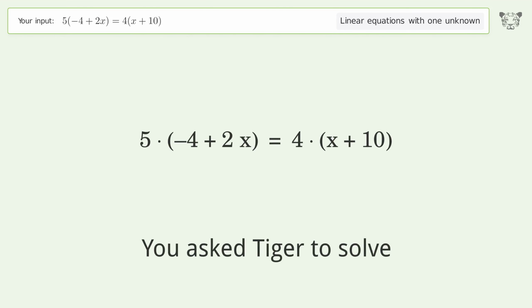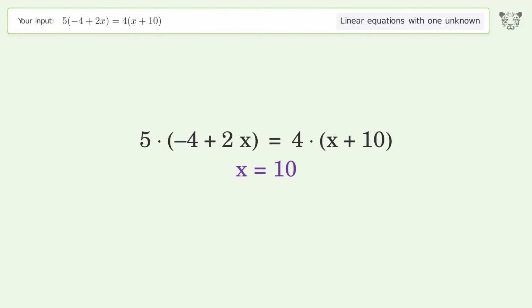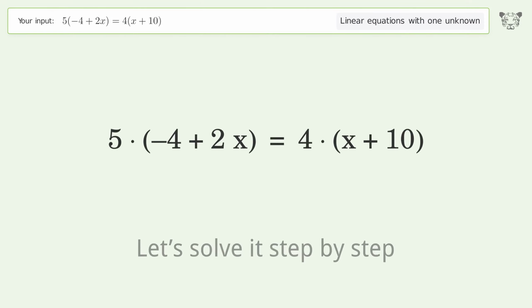You ask Tiger to solve. This deals with linear equations with one unknown. The final result is x equals 10. Let's solve it step by step.